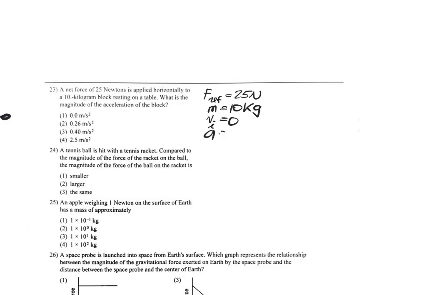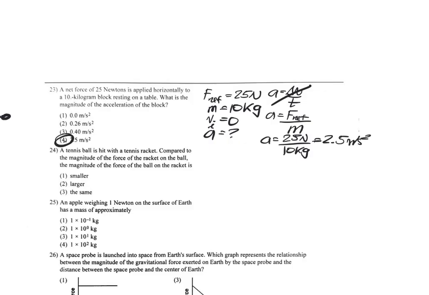And it wants to know what is the acceleration of the block. Well, we know from kinematics that acceleration is change in velocity over time, but I don't know the velocities or the time, so that's not going to work. I also know, also on the back page of that reference table, that Newton's second law tells me that acceleration is the net force over the mass. So if I go 25 newtons over 10 kilograms, that's going to get me 2.5 meters per second squared for my acceleration, and that's going to be choice 4 for number 23.